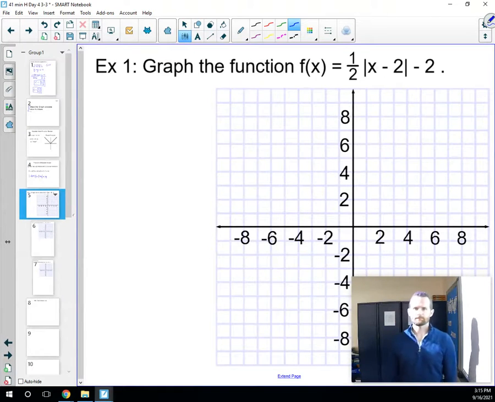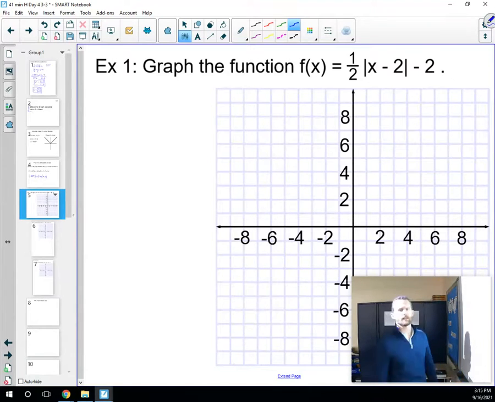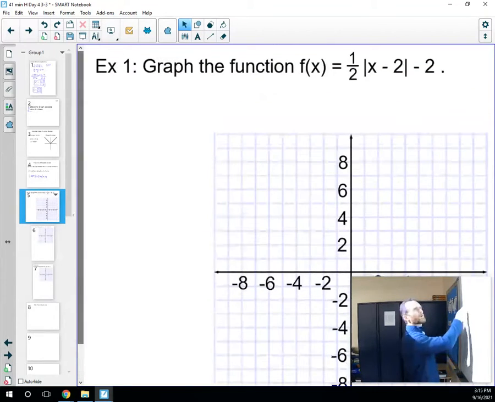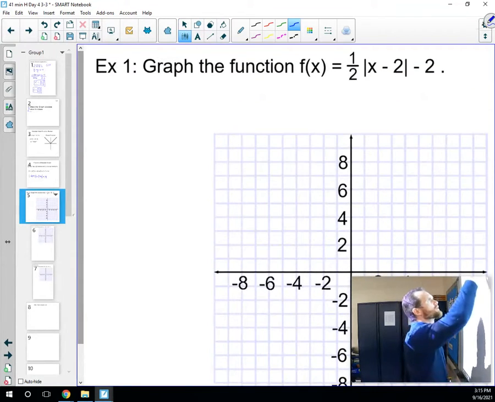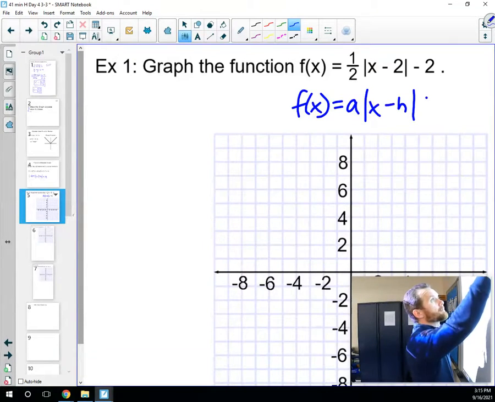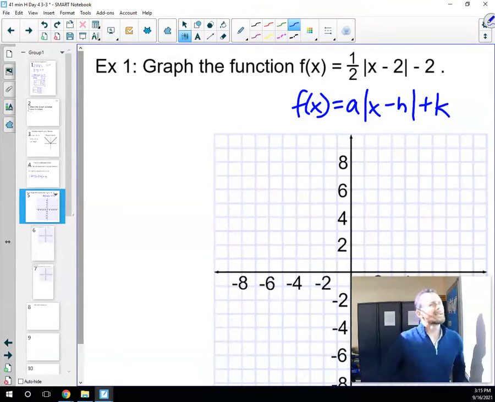Here's example 1. It says graph the function f of x equals 1/2 times the absolute value of x minus 2, and then a minus 2 at the end. I think I forgot to say that. Now let me slide this down just a little bit because I want to write our vertex form under this. So it's f of x or y equals, it doesn't make a difference, a times the absolute value of x minus h plus k.